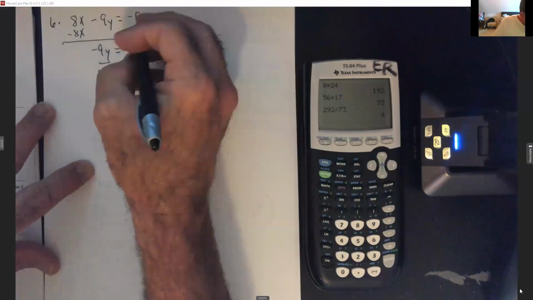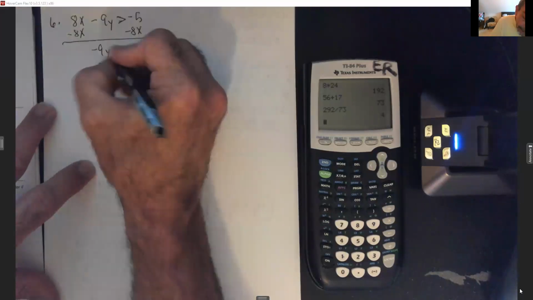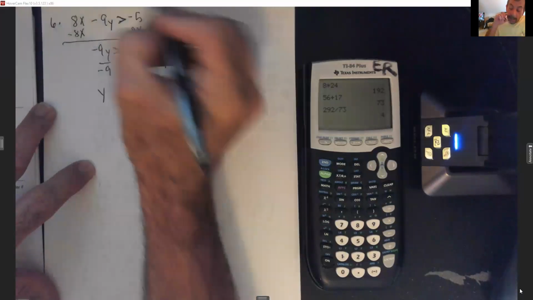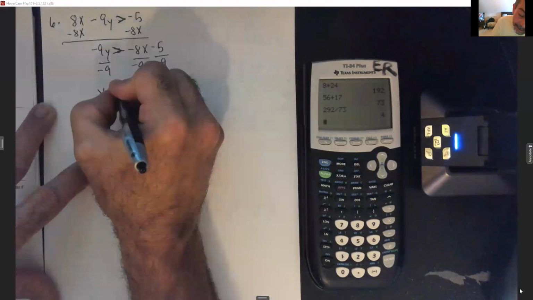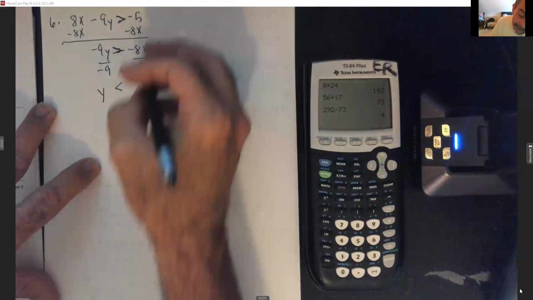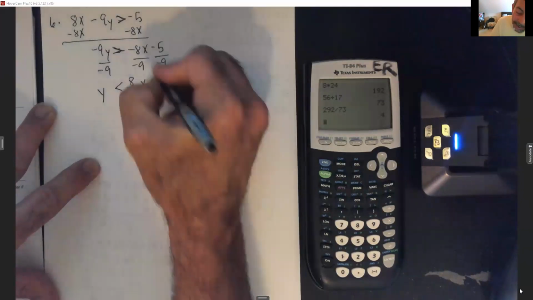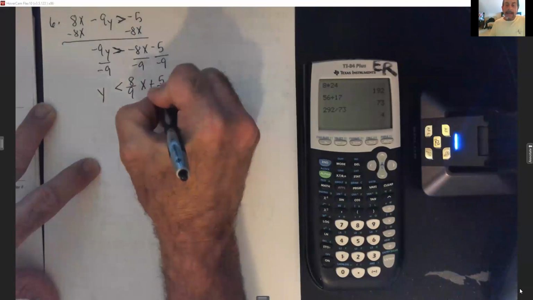Oh, hold on, y'all. This was a greater than right here. My bad. Greater than, greater than. So since those were greater than, when I divide by a negative, I got to turn that around and make that a less than. These negatives cancel, making that an 8/9x. These negatives cancel, making that a positive 5/9.